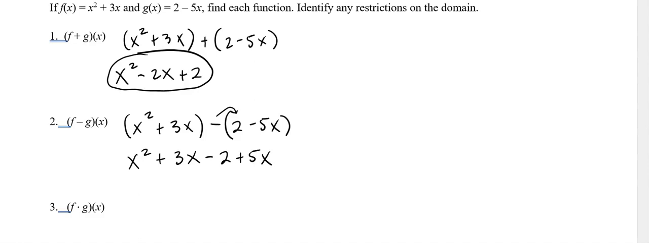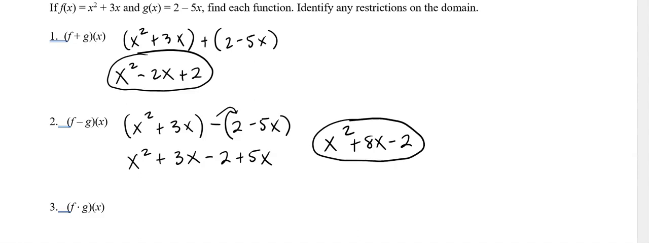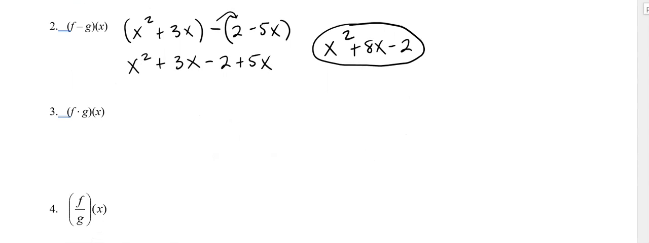And then we're going to do the same thing we did in problem number 1. We're going to combine like terms. And 3x plus 5x is 8x. And then the constant is negative 2 or minus 2. There's your answer for number 2. Number 3 is the product of f and g.